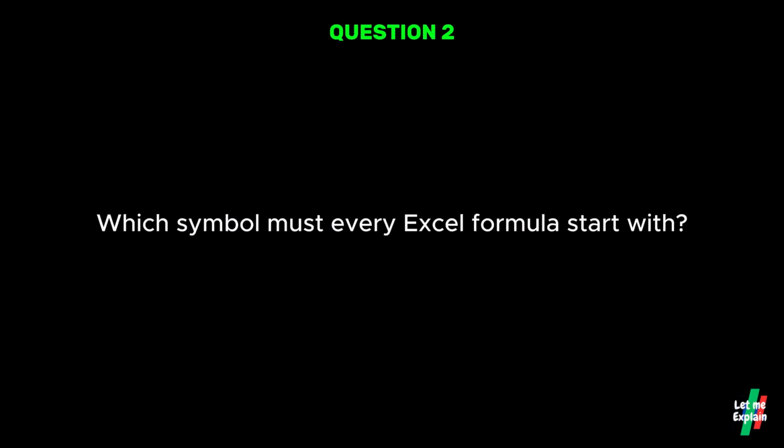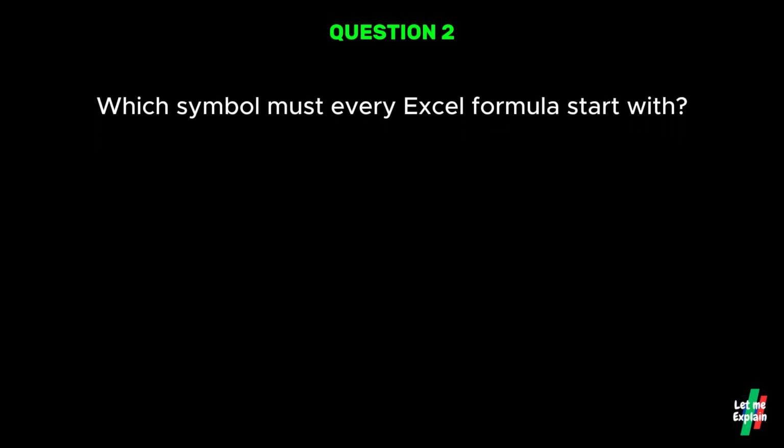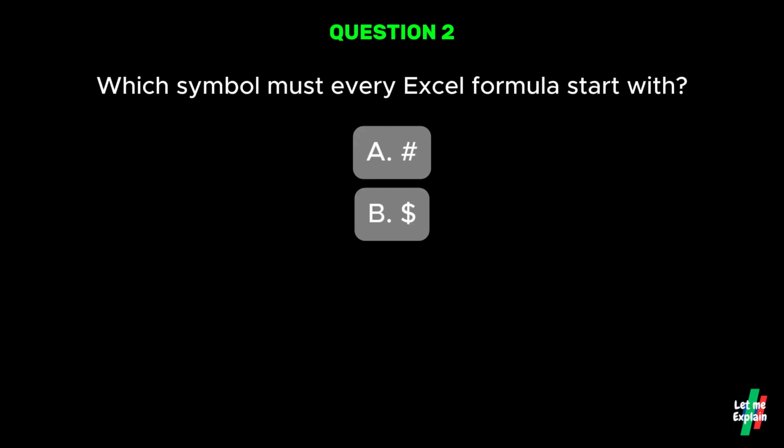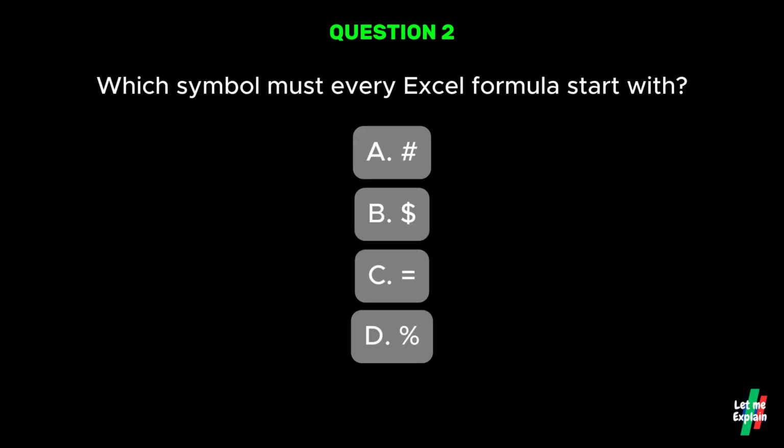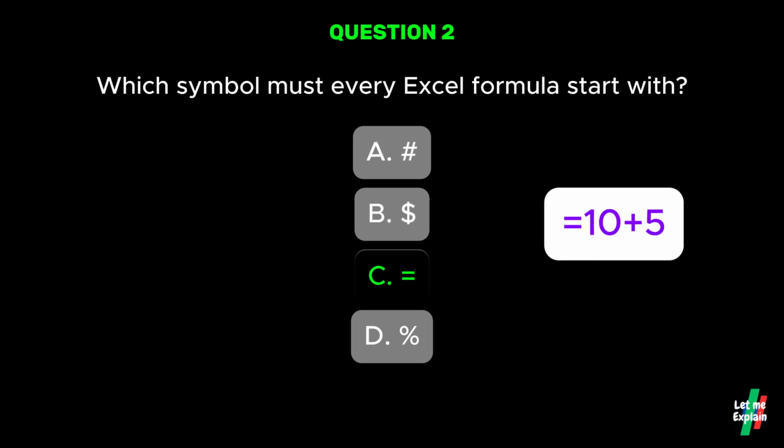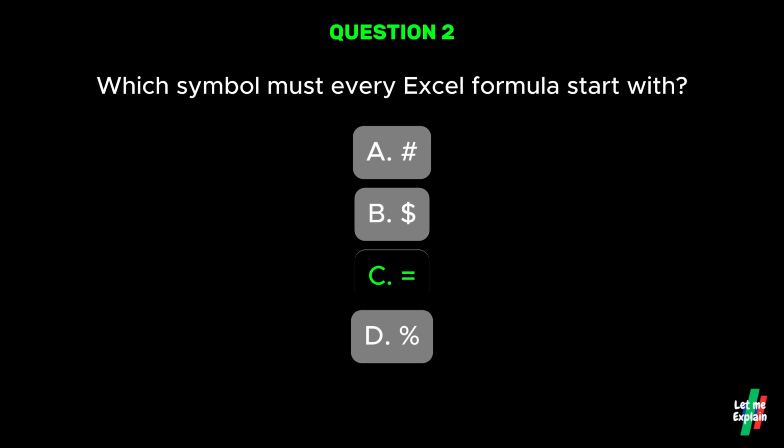Question number 2. Which symbol must every Excel formula start with? Hashtag, $, equal, percent. The correct answer is C. Every formula in Excel begins with an equal sign. For example, equals 10 plus 5. Excel recognizes this as a calculation and returns the result.